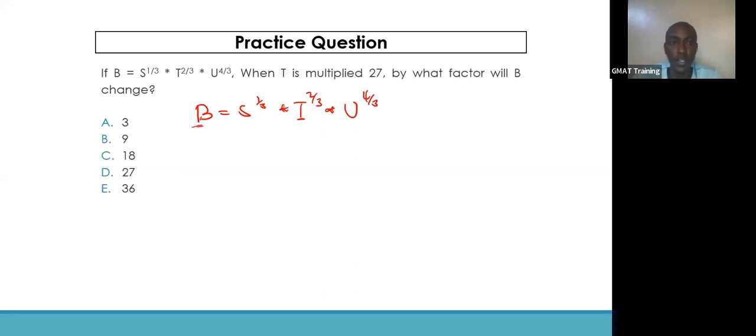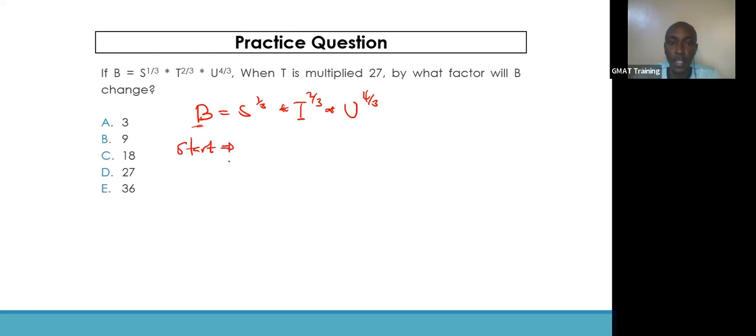Now we are good. Once again, this is not very common: you have to make B the subject of the formula if it's not already the subject. So be careful with that. Don't skip that part. And so if T is multiplied by 27, let's have the start first.